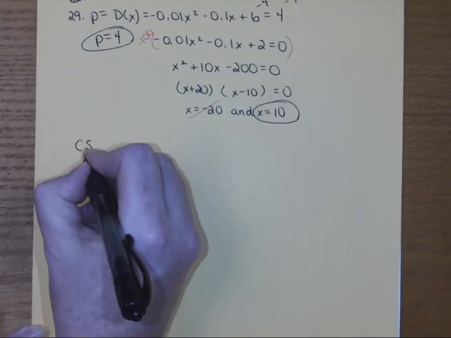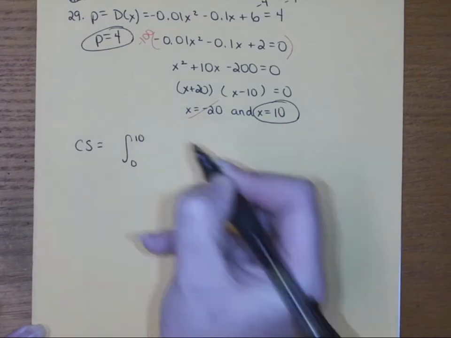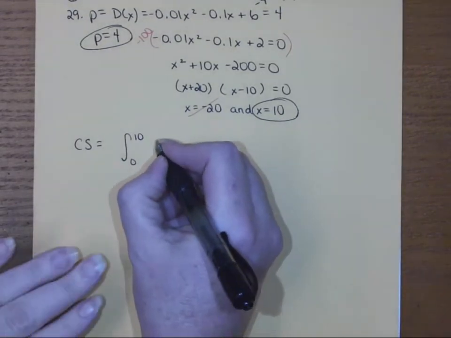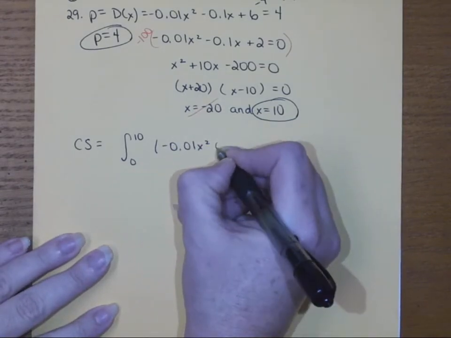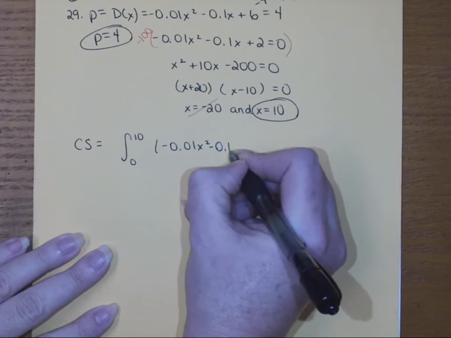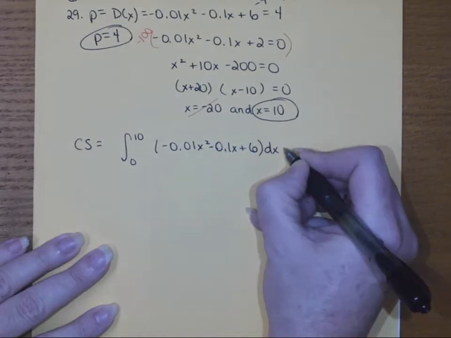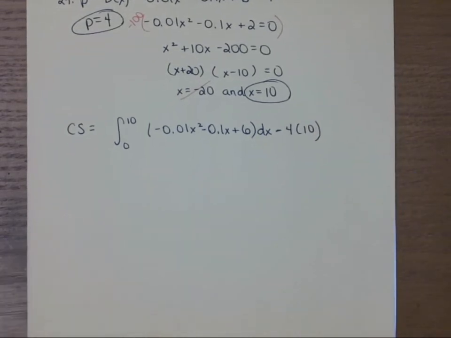So now I'm trying to find consumer surplus. So this is what consumer surplus looks like. 0 to whatever you get for your x, the integral of the function you were given, dx, and then minus 4 times 10. In other words, we're just going to minus the 40 off the end there.